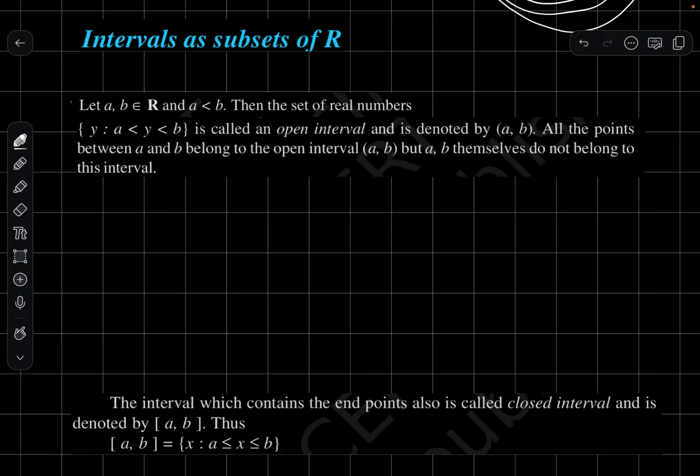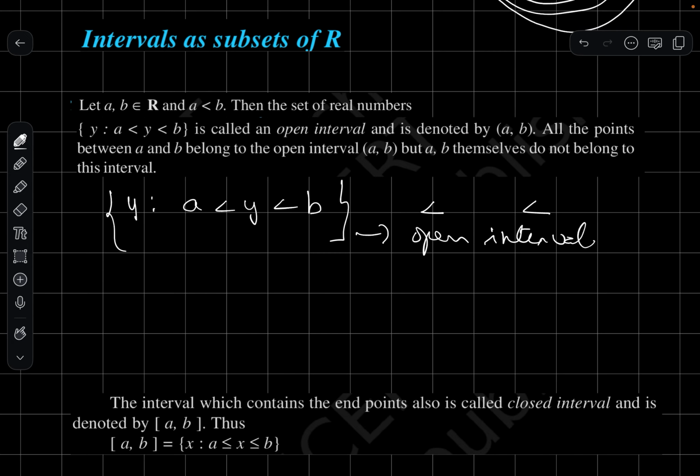A, B belongs to R, A is less than B. Then the set of real numbers y such that A is less than y less than B. Note this one, you have written it in set builder form, and here you have the symbol less than on both sides. Then this interval is called an open interval. What is the meaning of open interval? This A and B are not included in the interval. That is what you mean by open interval.